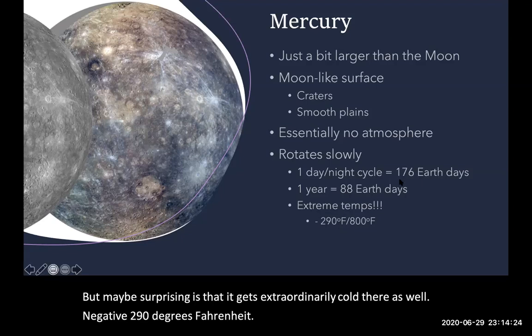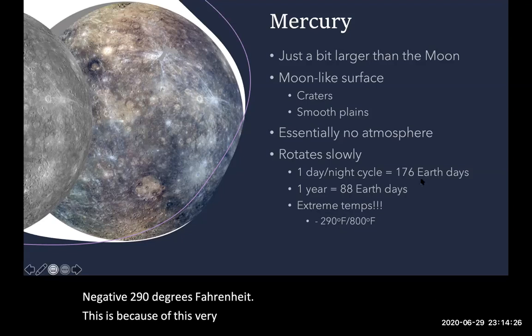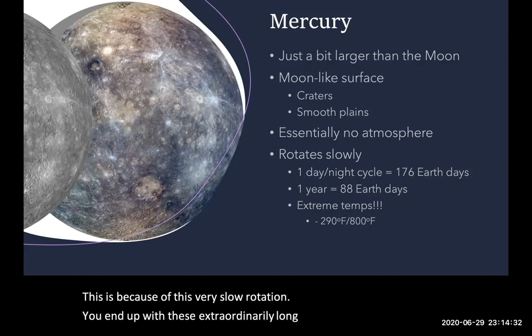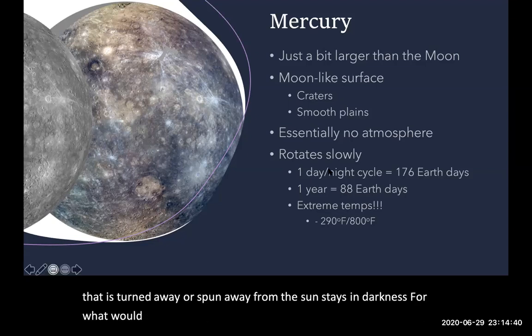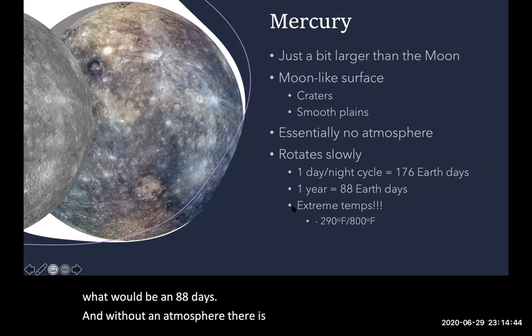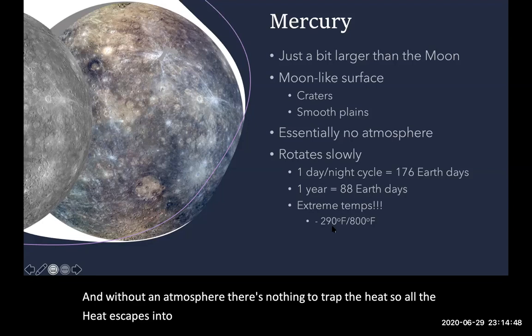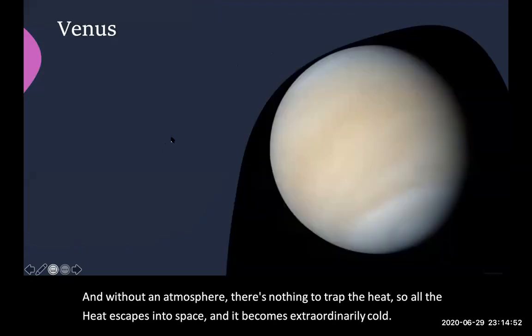And this is because of this very slow rotation. You end up with these extraordinarily long nights. The side of the planet that is turned away or spun away from the sun stays in darkness for what would be 88 days. And without an atmosphere, there's nothing to trap the heat, so all the heat escapes into space and it becomes extraordinarily cold. Venus.